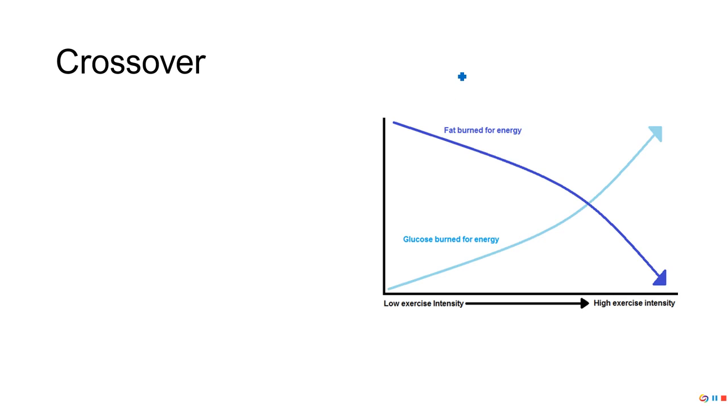Okay, so we've got two lines here, and just think of the y-axis as like percent contribution. Okay, so we'll say this is 100% up here, and then obviously at the bottom it's 0. Okay, and so we've got intensity going from low to high on the x-axis.